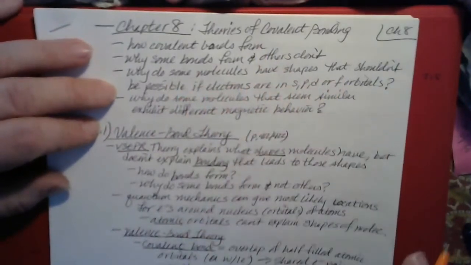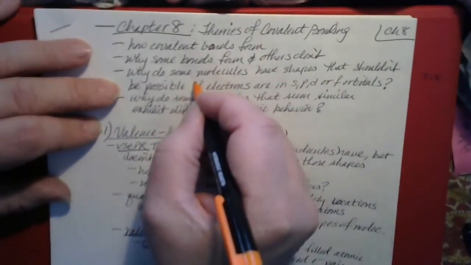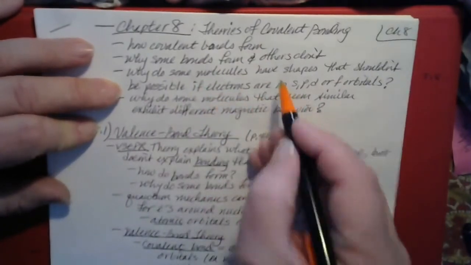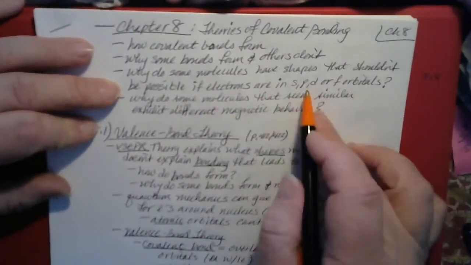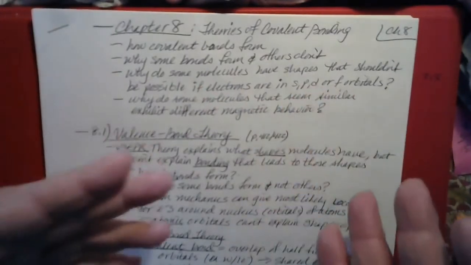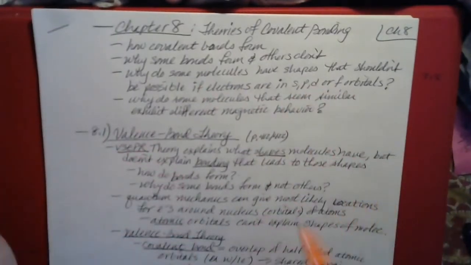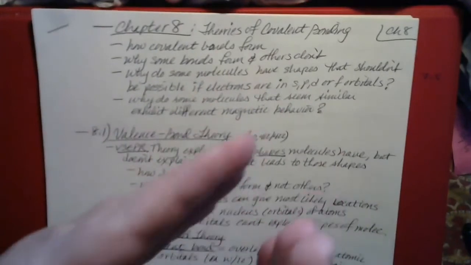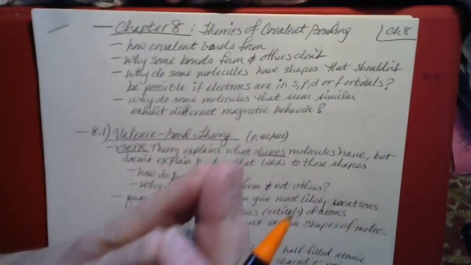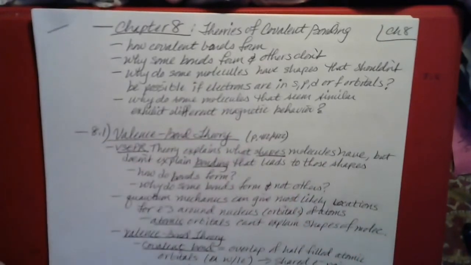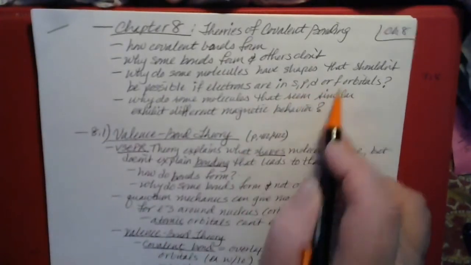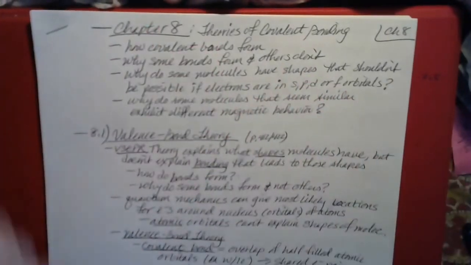Why do some molecules have shapes that shouldn't be possible by combining electrons in the types of orbitals that we've seen so far? S, P, D, and F orbitals have certain geometries, and if you're forming molecules by combining electrons that are in those types of orbitals, then molecules should be confined to a certain very small variety of shapes. But yet molecules are possible in a whole variety of other shapes that shouldn't be allowed by those types of orbitals. Why is that? Well, we're going to see in this chapter.